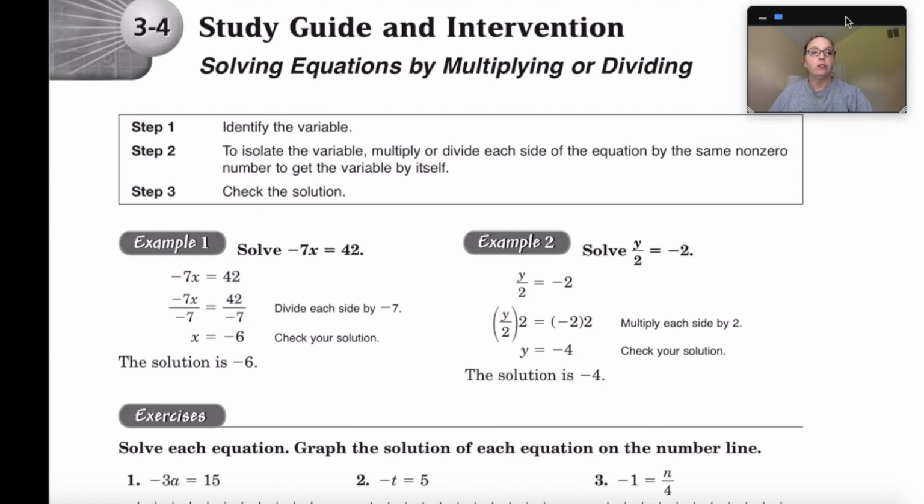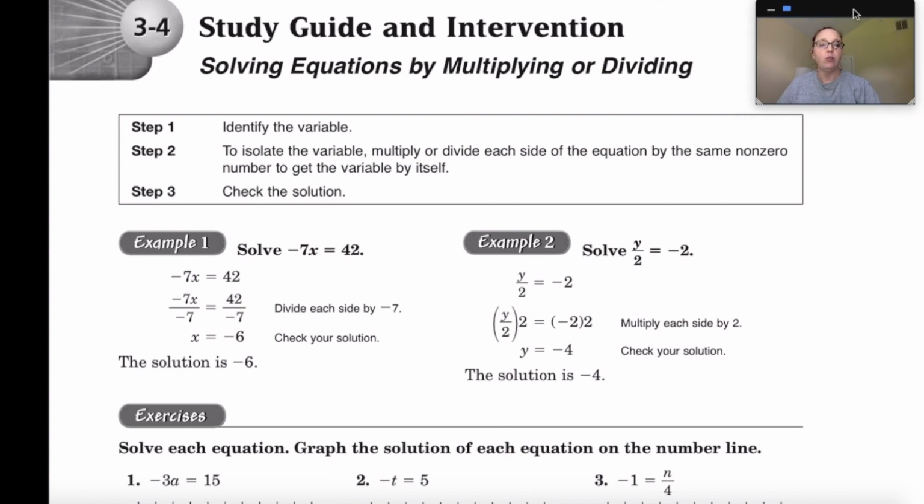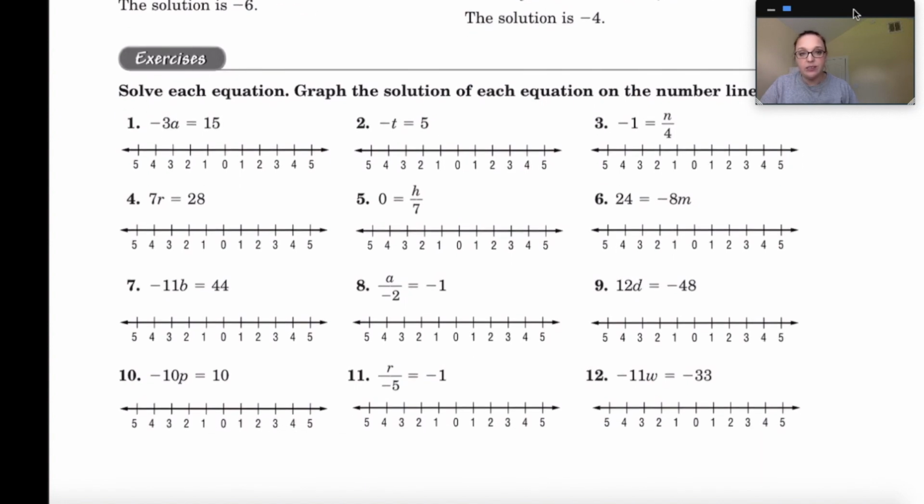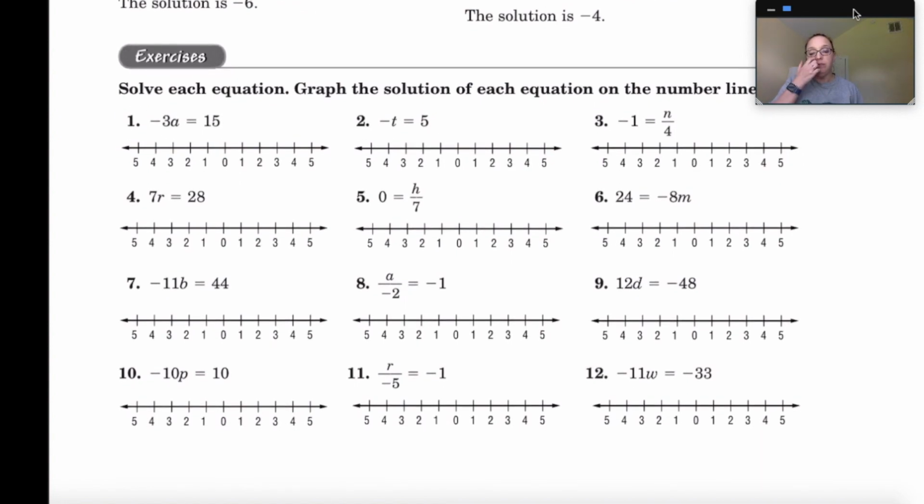So let me move this up just a hair. Okay, and then we're ready to work. So we're going to just jump right into these example problems. Just like in the previous lesson, it's asking us to graph the solution to our equation on the number line.